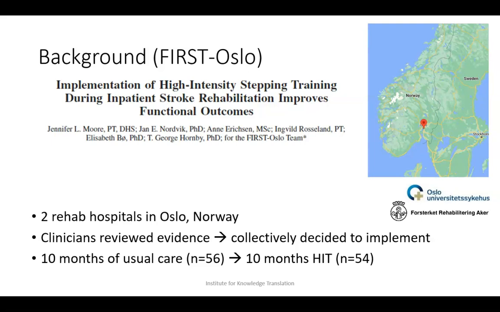So for this study, there was 10 months of usual care, where 56 people had their data collected, observing kind of what happens with usual care physical therapy and the outcomes that are able to be achieved. That was followed immediately by 10 months of implementing the high-intensity training with a similar number of patients.